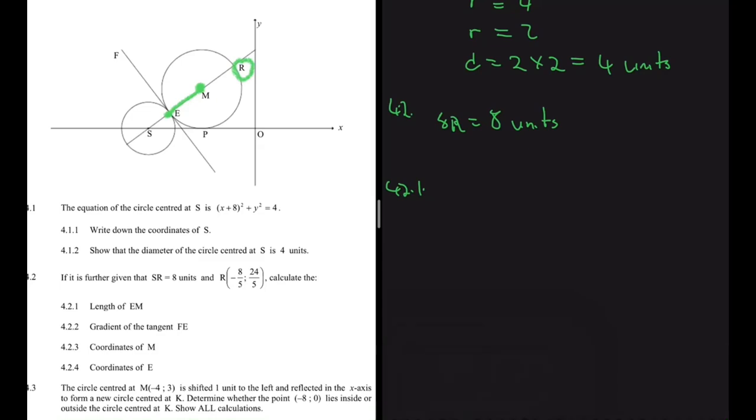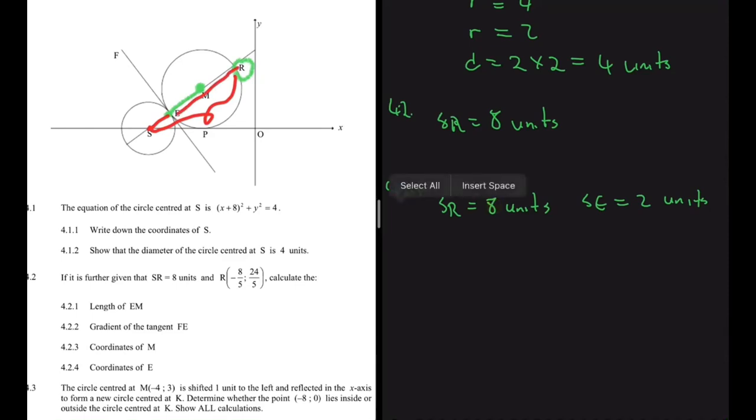So what information do we have? We know that SR is equal to 8 units. We also know that the radius of the small circle is 2 units, right? So we can say SE is equal to 2 units. SE is this distance here. We're saying it's 2 units. And then SR, this entire distance, is 8 units. So we can basically find the length of ER, right?